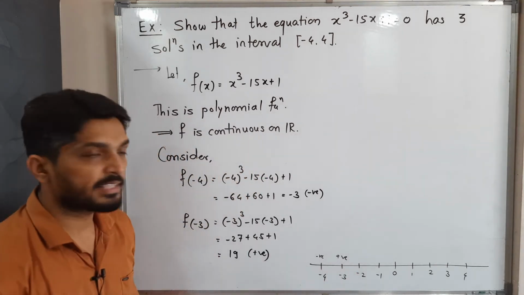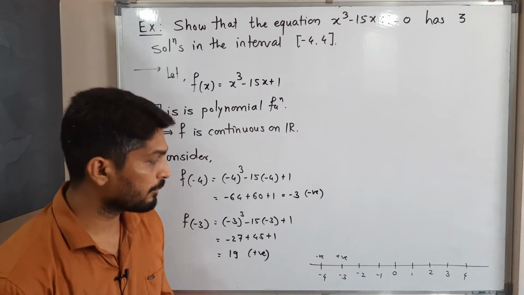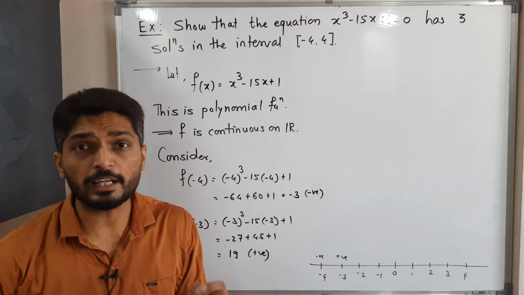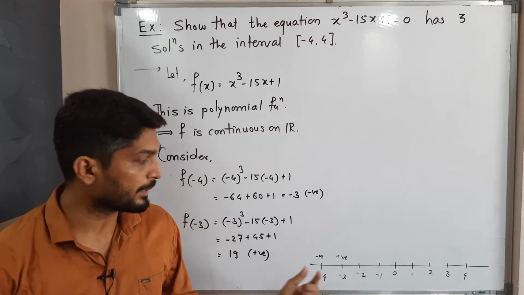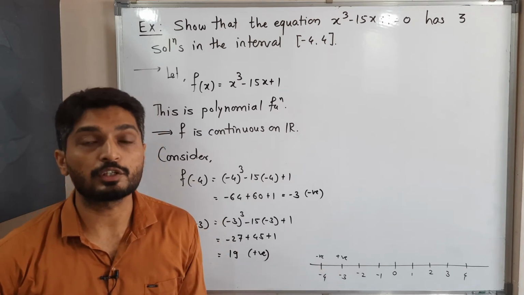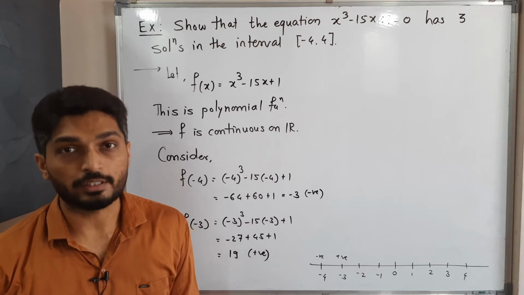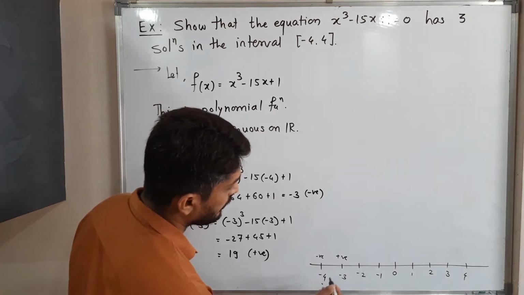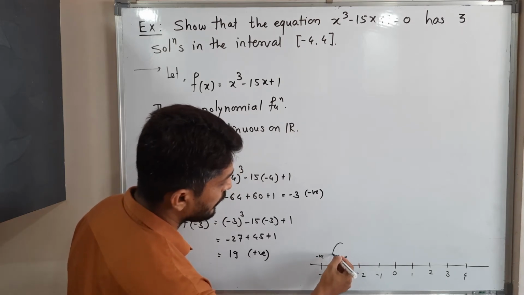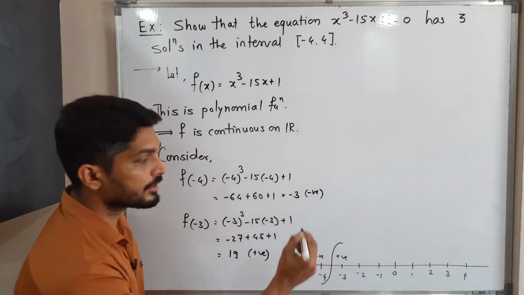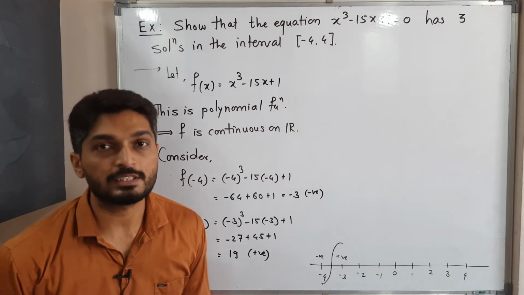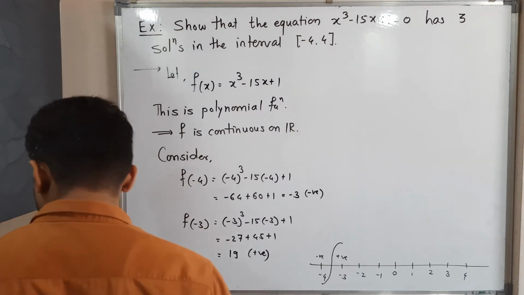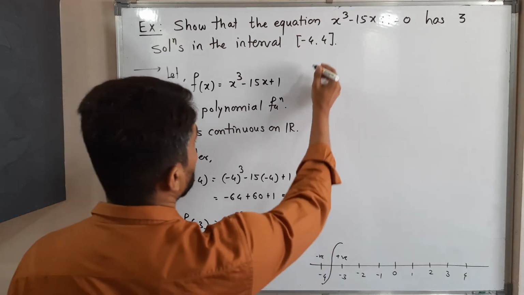Bolzano's theorem says if you have a negative value at some point and a positive value at the next point, then definitely there is some point between minus 4 and minus 3 where the function has a solution. At minus 4 we have a negative value, at minus 3 we have a positive value, so definitely that continuous function cuts the x-axis. That's why we say it has a solution between minus 4 and minus 3. Let me mention that here.